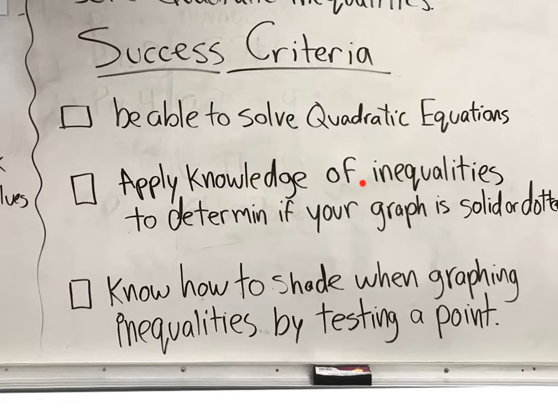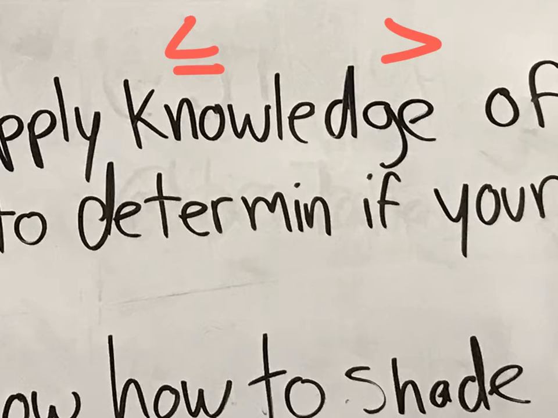We need to be able to apply knowledge of inequalities to determine if your graph is solid or dotted. So if your inequality has a solid line underneath it, then it's going to be a solid graph. If your inequality does not have a solid line underneath it, then it's going to be a dotted graph, a dotted parabola or a dotted line. You guys remember that stuff, right? And yes, I did spell determine wrong.